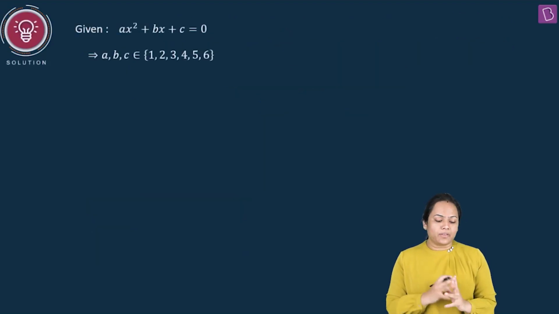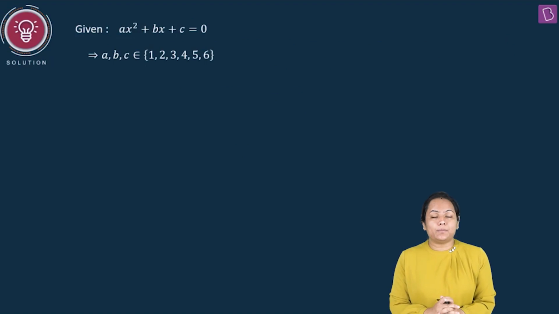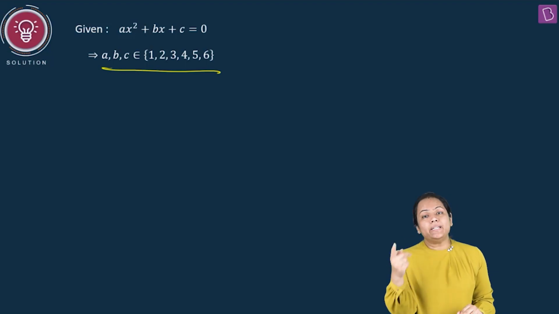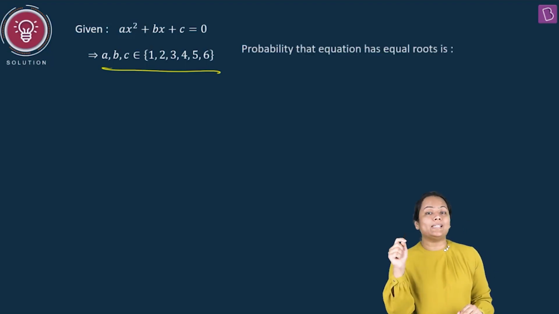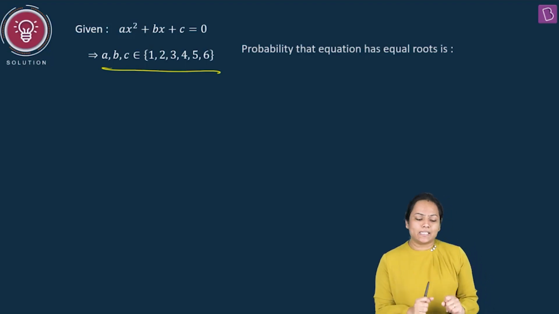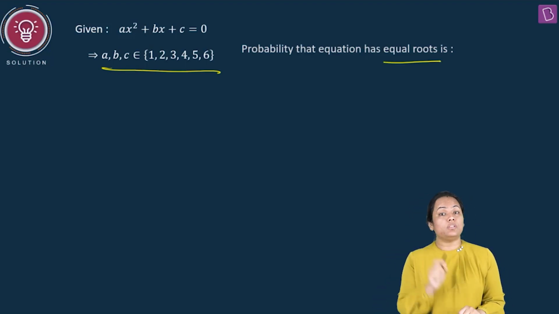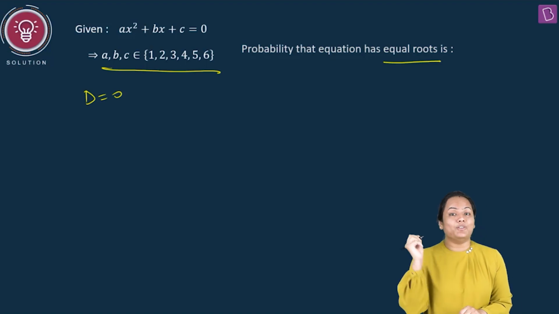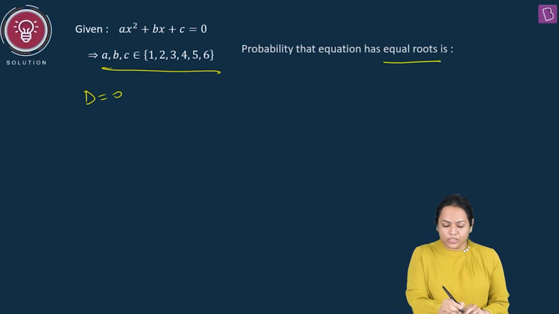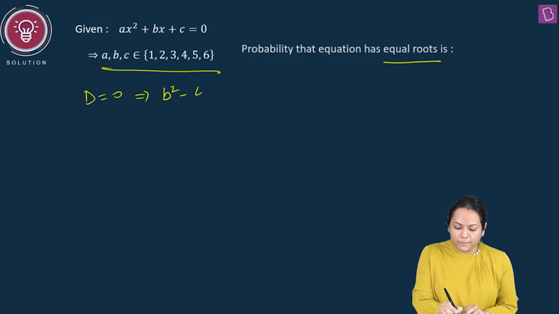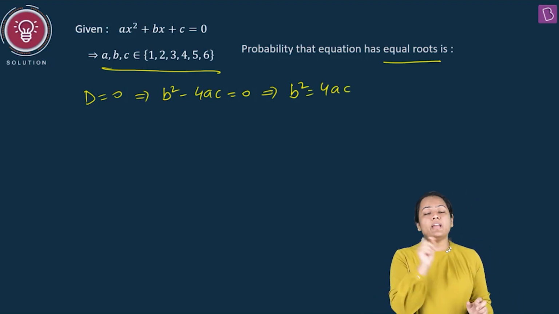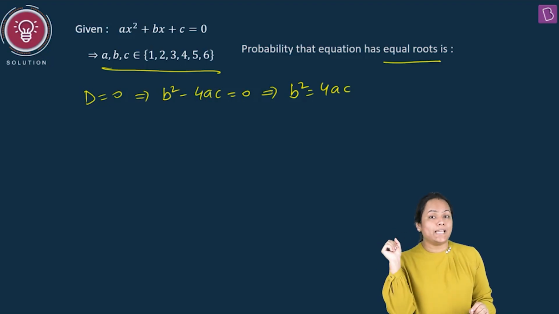So this is what they have given to us, a quadratic ax square plus bx plus c equal to 0, and these are the numbers a, b and c. Now, the probability for this equation to have equal roots. First of all, let's consider the condition for equal roots for any quadratic. We already know that for equal roots, D must be equal to 0. So when I do D equal to 0, it becomes b square minus 4ac equal to 0, further giving me b square is equal to 4ac. Clear?